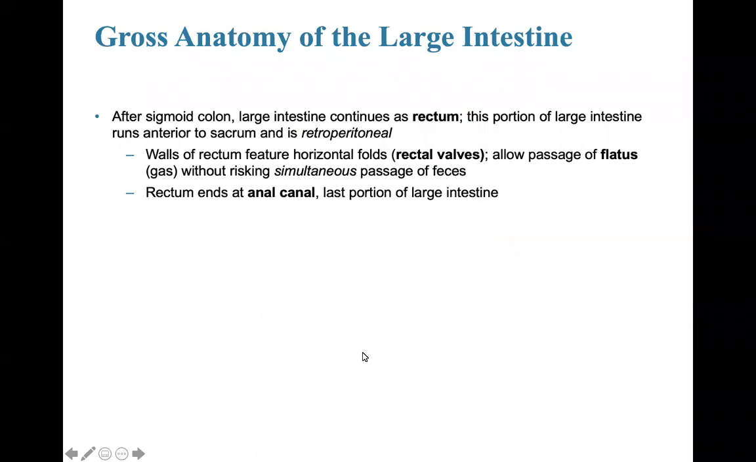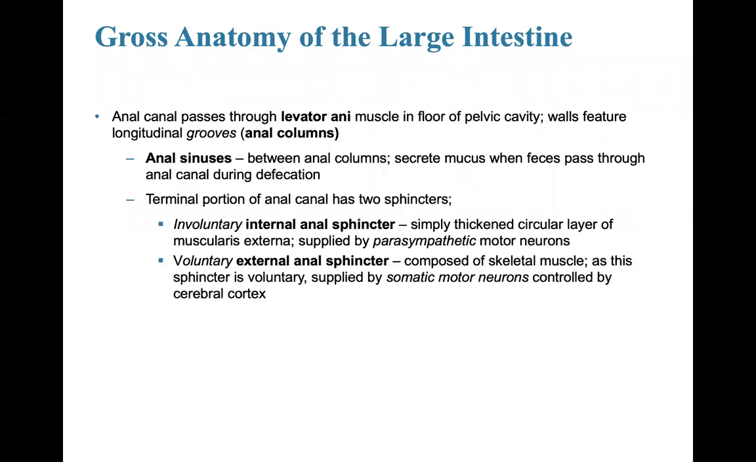So after the sigmoid colon, the large intestines continues as the rectum. This portion of the large intestines runs anterior to the sacrum, and it is retroperitoneal. The walls of the rectum feature horizontal folds referred to as rectal valves. This is going to allow passage of gas without risking simultaneous passage of feces. The rectum ends at the anal canal, and this is the last portion of the large intestines.